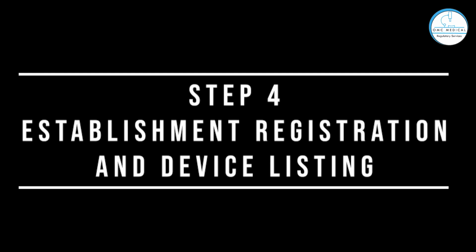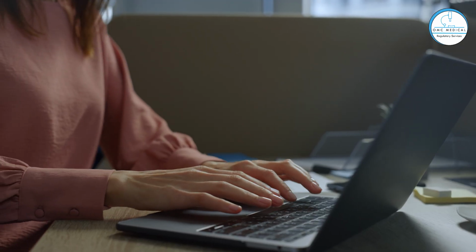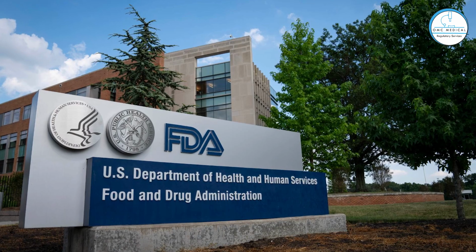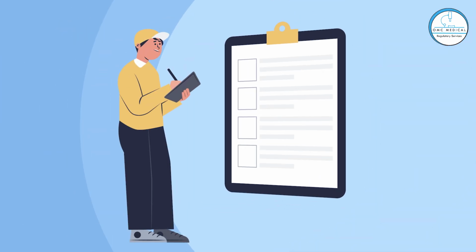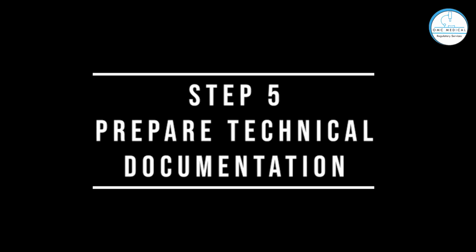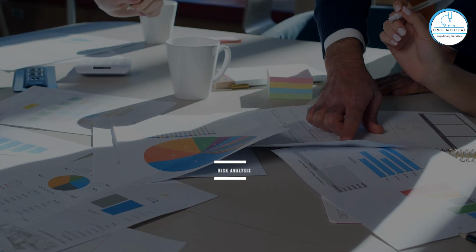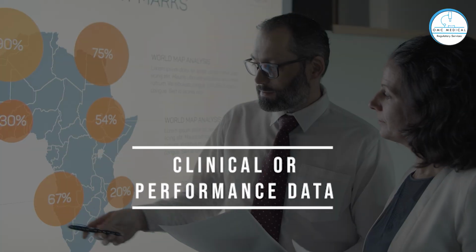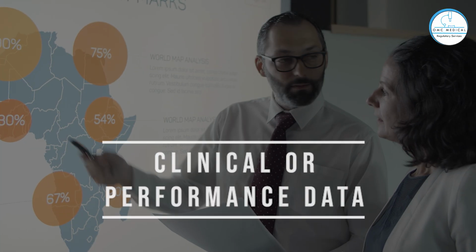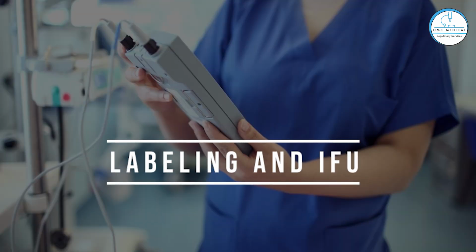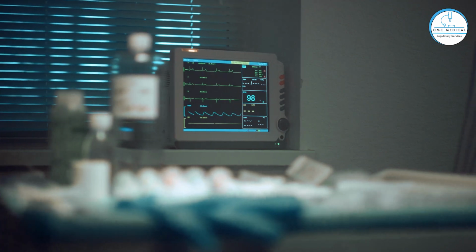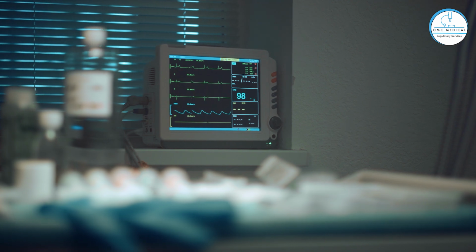Step 4. Establishment registration and device listing. You must register your company with FDA and list your medical device. This is done annually. Step 5. Prepare technical documentation. This includes device description, risk analysis, clinical or performance data, labeling, and IFU. Think of this as your product's regulatory backbone.